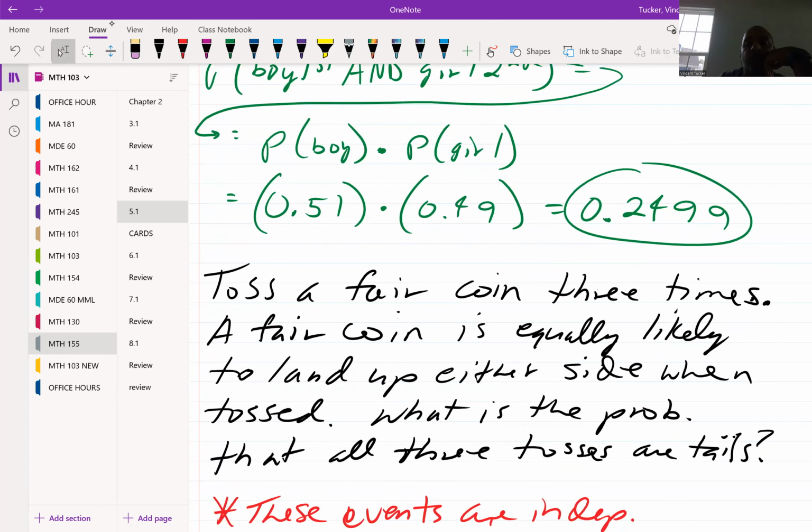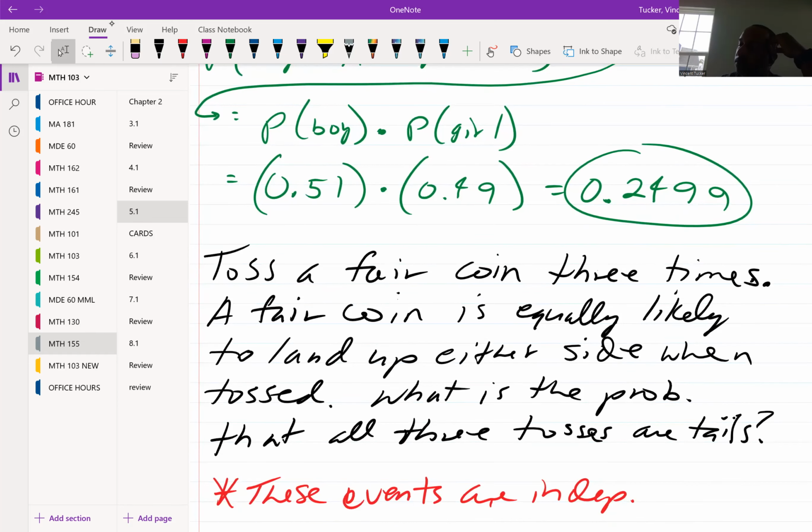All right, so toss a fair coin 3 times. A fair coin is equally likely to land up either side when tossed. What is the probability that all 3 tosses are tails?